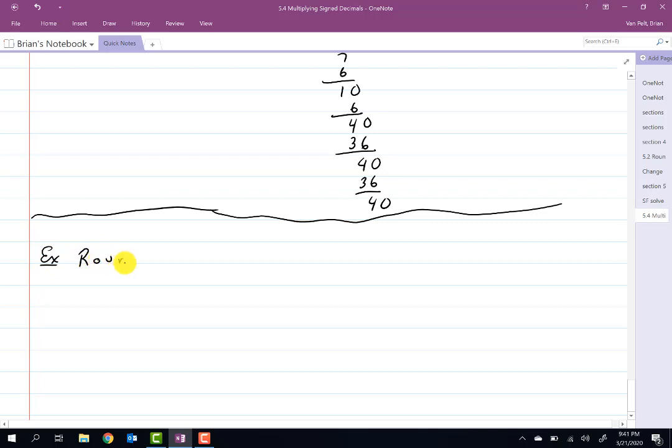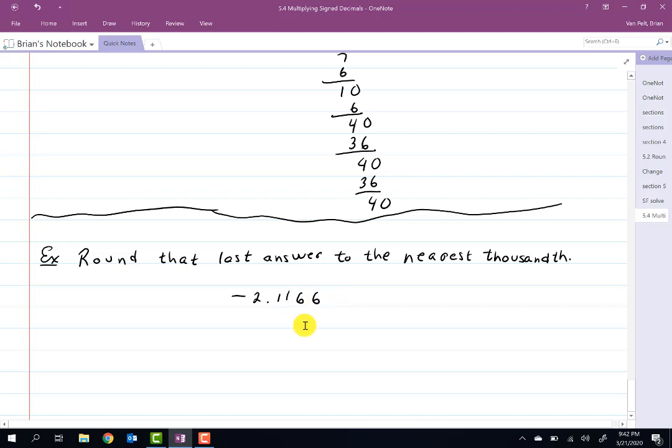Round that last answer to the nearest thousandth. So we had negative 2.11 and the 6s. It's going to be easier to do your thousandths if you write at least one more digit after the thousandths spot. It has 6s that go on forever.